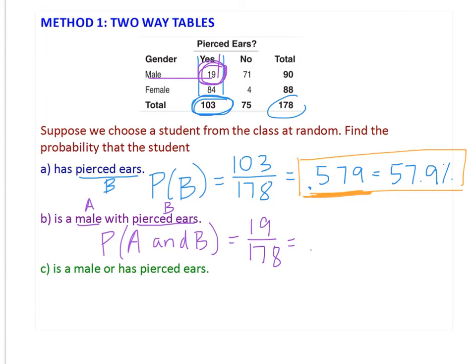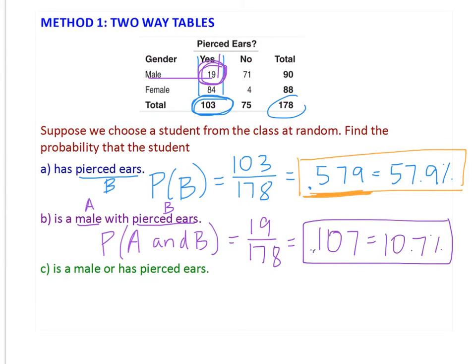178, and that would be 0.107 or 10.7%. So 0.107 or 10.7% of the people are males with pierced ears.